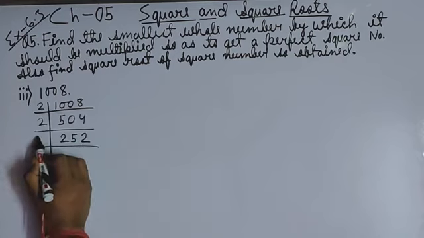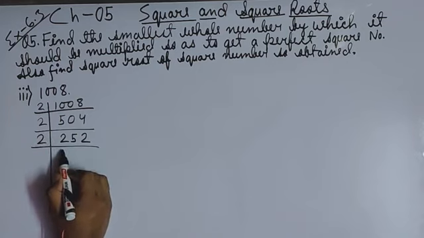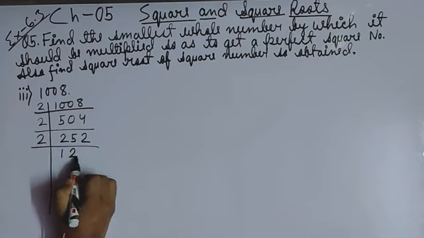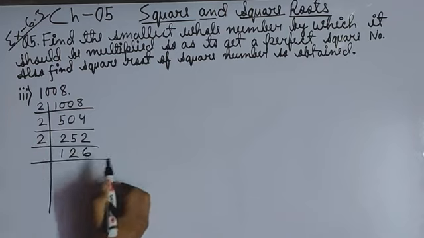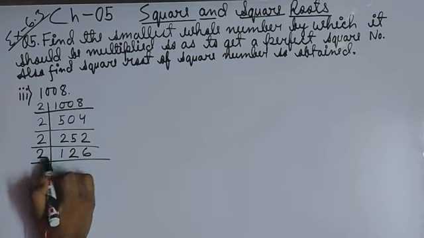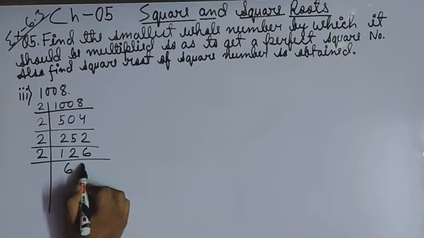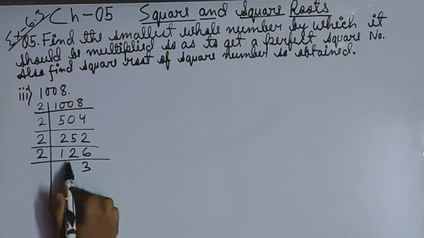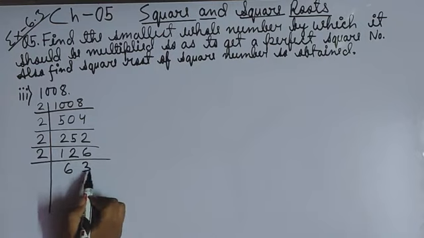So when we are dividing it by 2, it is coming 126. कितना आ रहा है? 126 आ रहा है. Again this number will be divisible by 2, because it contains 6 at the end. So again 2 से divide करते हैं, this is 2 6 and 2 3. So we are getting 63. Now this is 63.